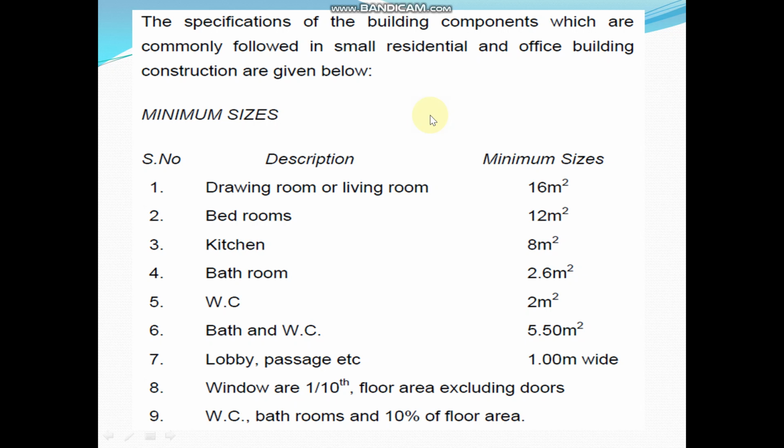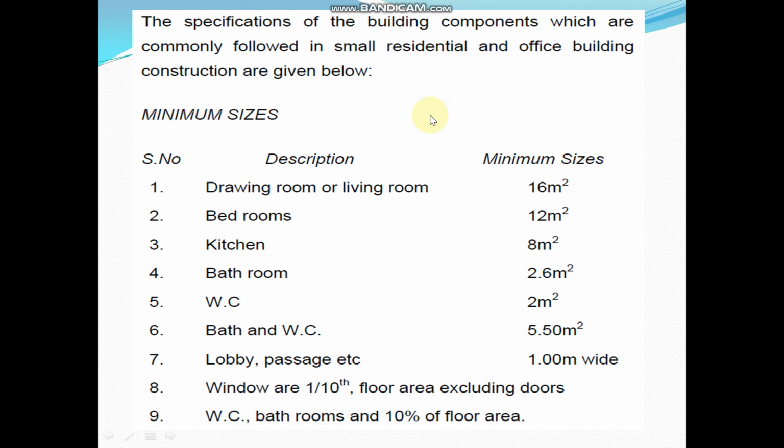The specifications of the building components commonly followed in small residential and office building construction are given below. Here is the minimum size of our floor plan that should be required. At minimum, it should contain these dimensions. One is the drawing room or living room, which should be at least 16 square meters.